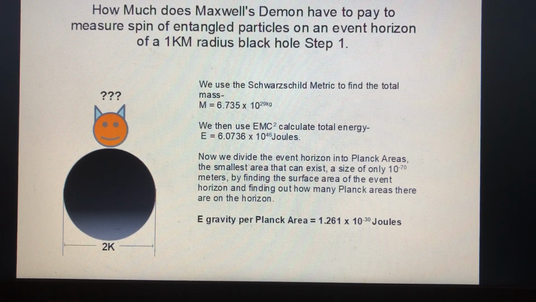So first we're going to find the gravitational energy per Planck area. We use the Schwarzschild metric, and we find that the mass is 6.735 times 10 to the 29 kilograms. We then use E equals mc squared to calculate the total energy, which is 6.0736 times 10 to the 46 joules. Now we're going to take that entire energy value and divide it by the number of Planck areas on that black hole. And what we find is the gravity per Planck area from General Relativity is 1.261 times 10 to the negative 30 joules.